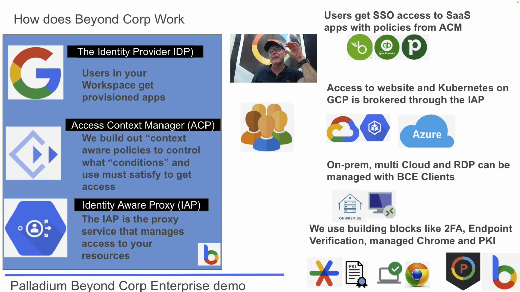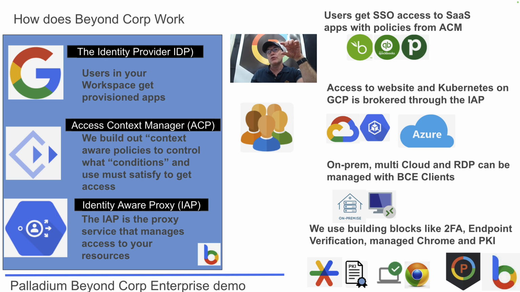Hey everybody, this is video 2 in our series on BeyondCorp Enterprise. When we think of BeyondCorp, it's essentially 3 components inside Google. It's our Google Workspace Identity. It's something called Access Context Manager. And the last thing is Identity Aware Proxy.